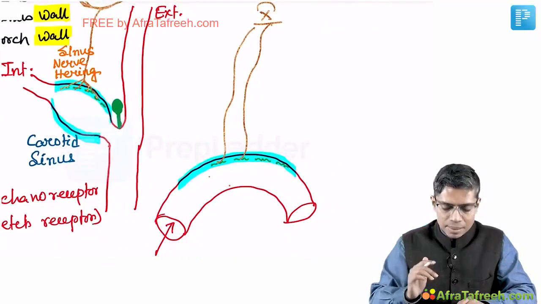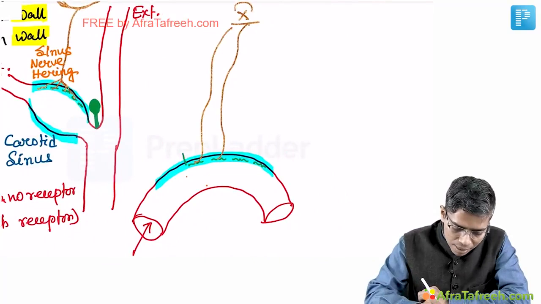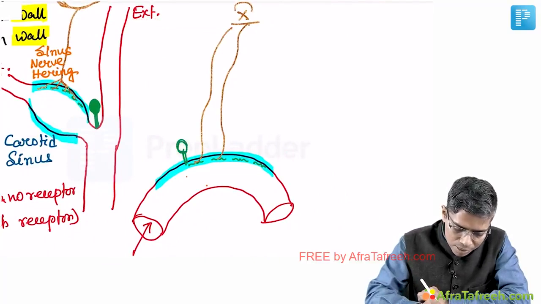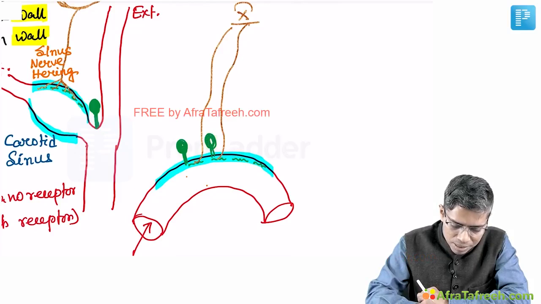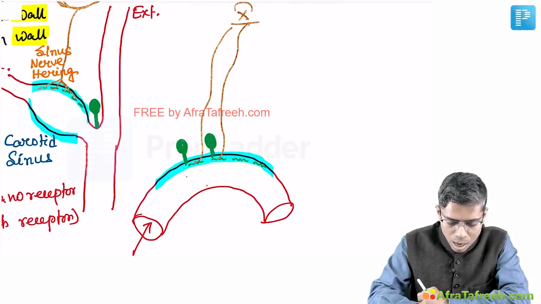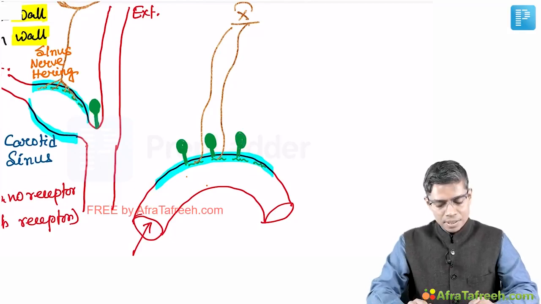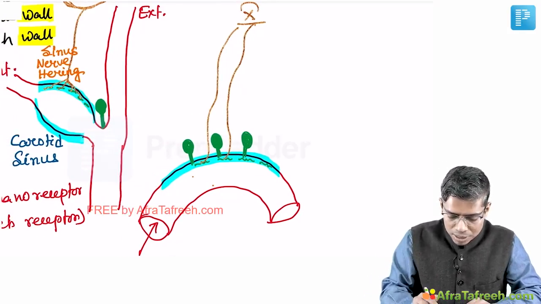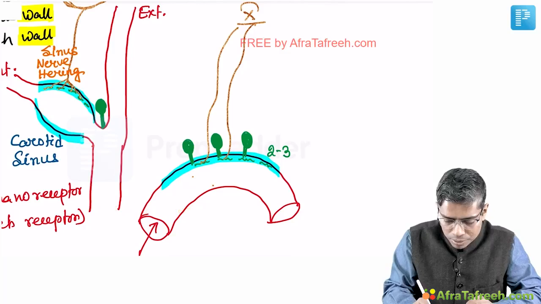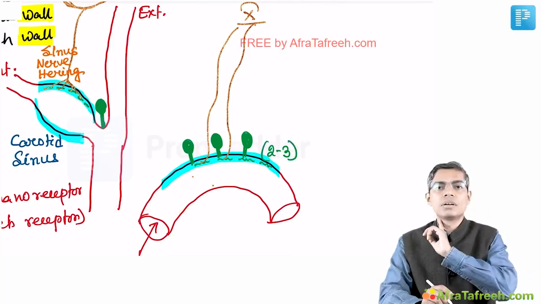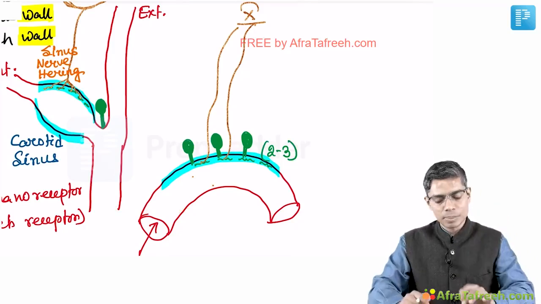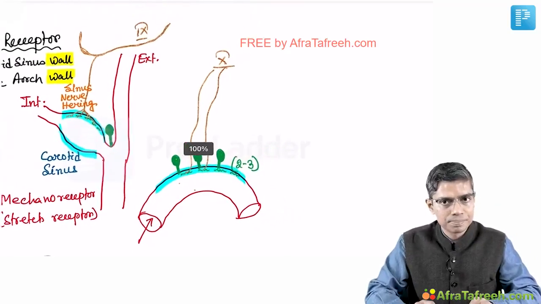Similarly, at the level of the arch of aorta, there are bodies also. These are known as the aortic bodies. So this green-colored, tennis racket shaped structure that you see here is nothing but a small tissue, the aortic body, right? I can find that aortic bodies are 2 to 3 in number, but the carotid body is only one on the right side and one on the left side.